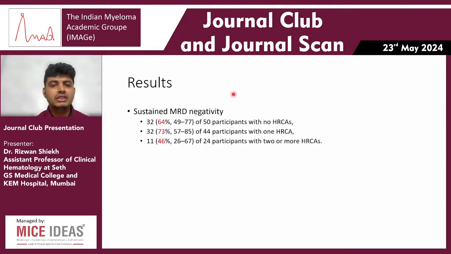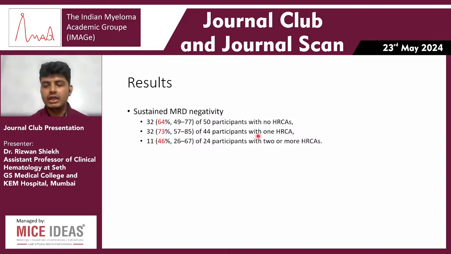Now, another thing is sustained MRD negativity. The trial defined consecutive MRD negativity, but the actual sustained MRD negativity is where you have 2 different time points separated by 1 year apart with MRD negativity. That was achieved in 64% of the patients who had no high-risk abnormalities, 73% of the patients who had one high-risk chromosomal abnormality, and 46% of the patients who had 2 or more high-risk chromosomal abnormalities.